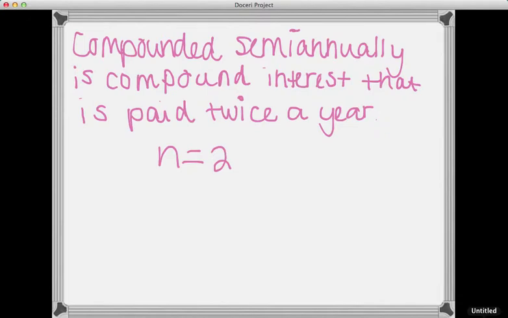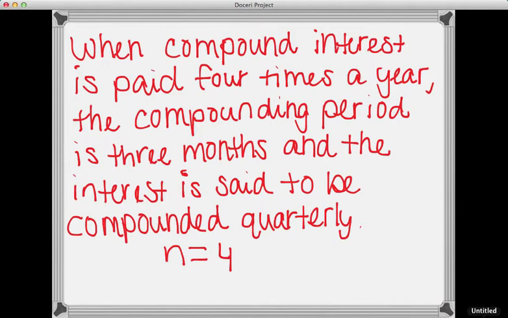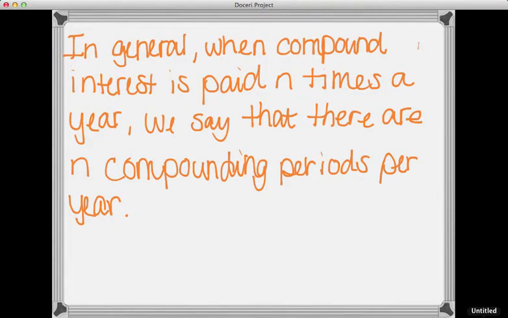Compounded semi-annually is compound interest that is paid twice a year. Also, you could write this as n = 2. When compound interest is paid 4 times a year, the compounding period is 3 months, and the interest is said to be compounded quarterly, which is the same as n = 4. In general, when compound interest is paid n times a year, we say that there are n compounding periods per year.